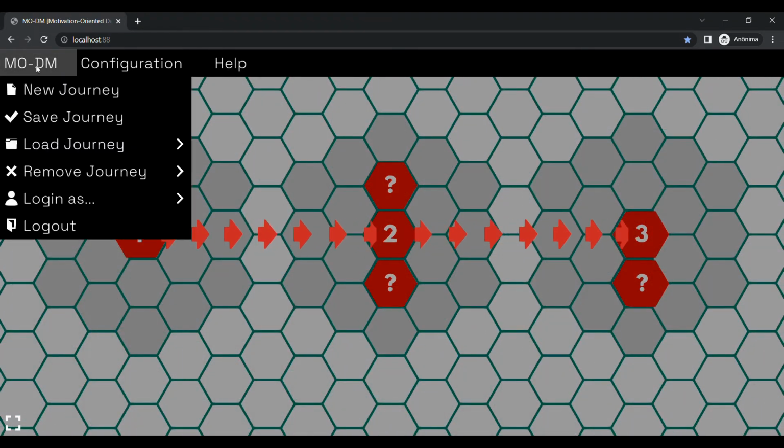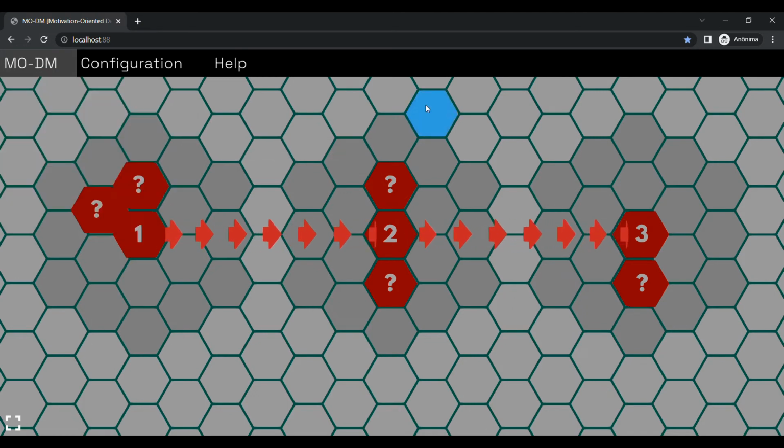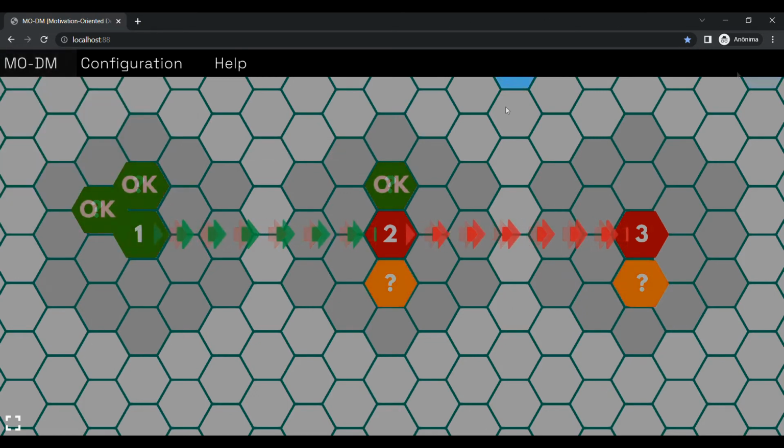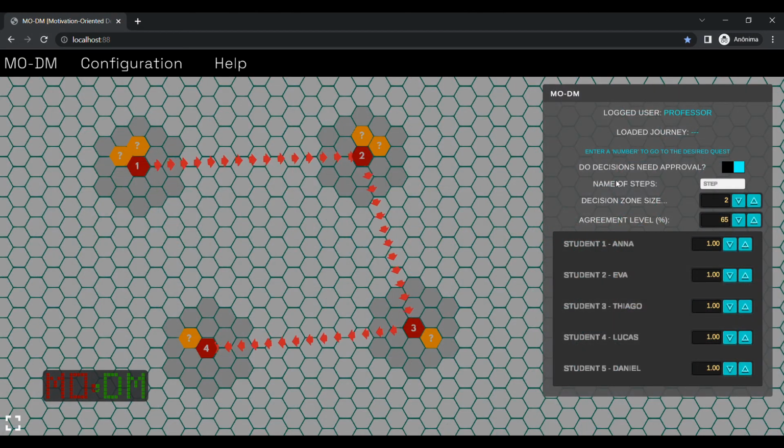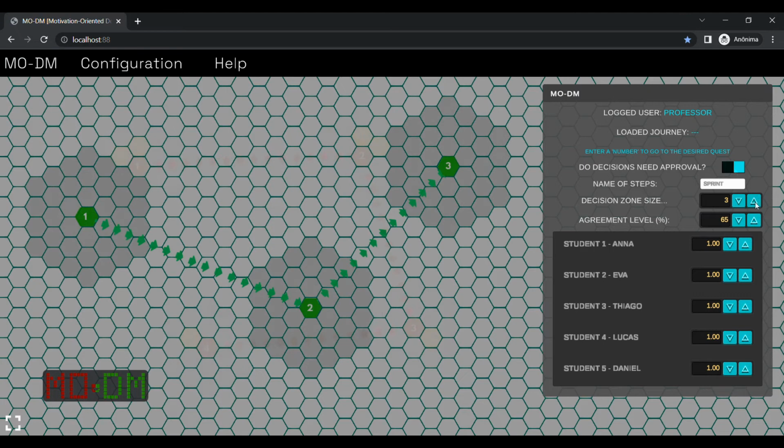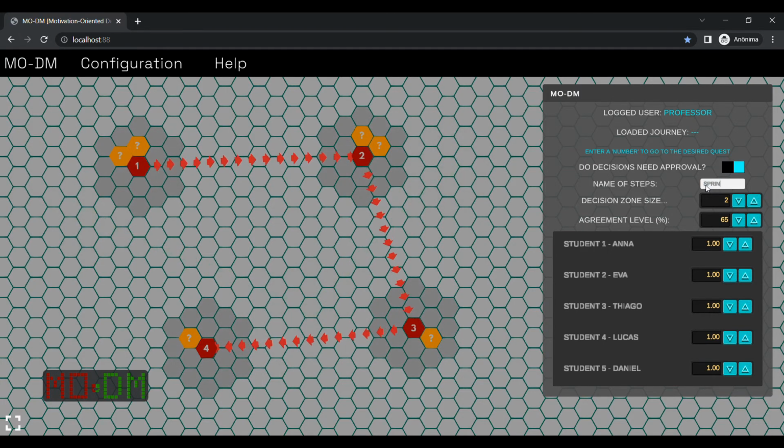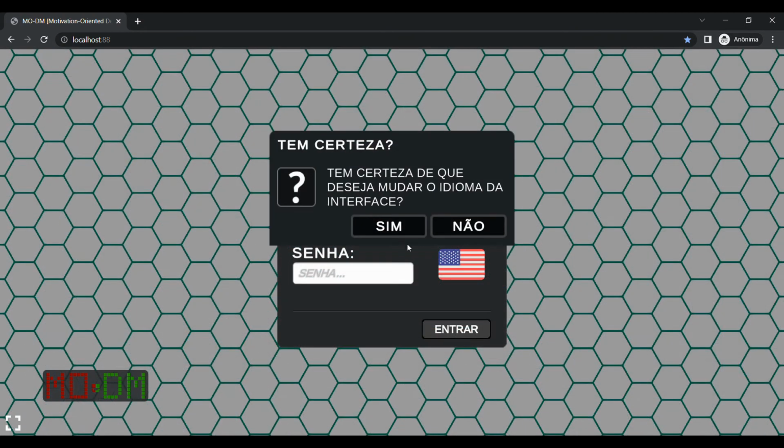Each team will have its decision workflow, called journey, and can be tracked individually. Journeys can be created as much as needed. The MoDM tool has lots of customization: the percentual of agreement level, the size of the decision zones, the name of the project phases, and the interface language. The MoDM tool is currently available in English and Portuguese.